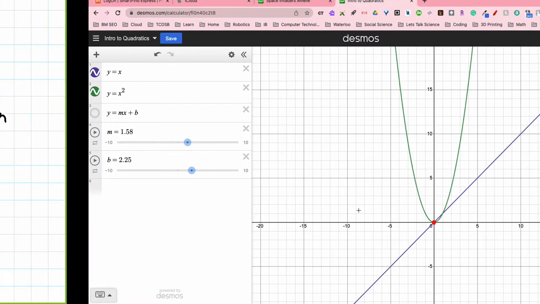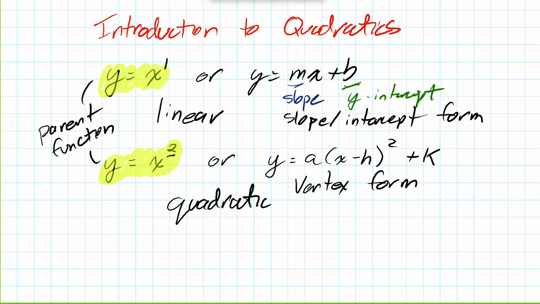This form gives us a lot of information about the vertex. In fact, the h, it'll tell us what the x value of the vertex is. And the k will show us the y value of the vertex. And then the a is a little different. A has to do with how stretched or compressed something is. Okay, we'll call it a stretch or compression.